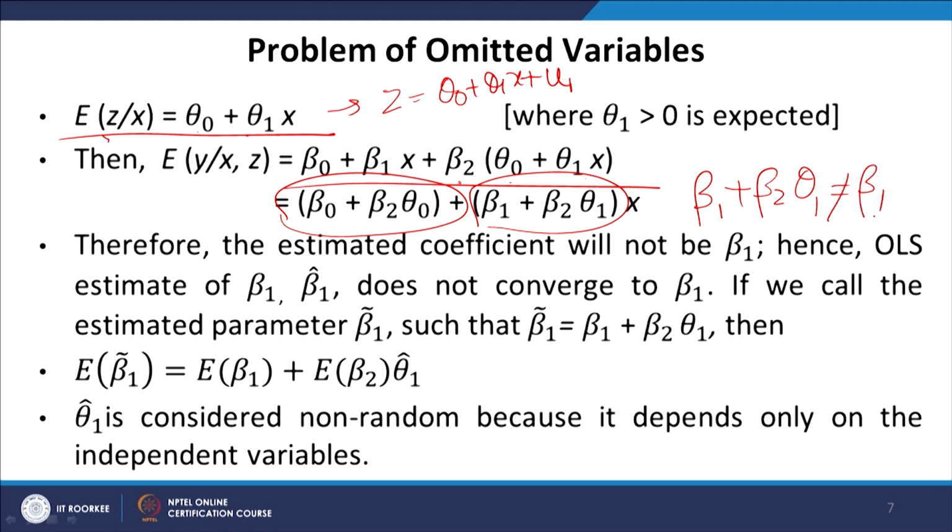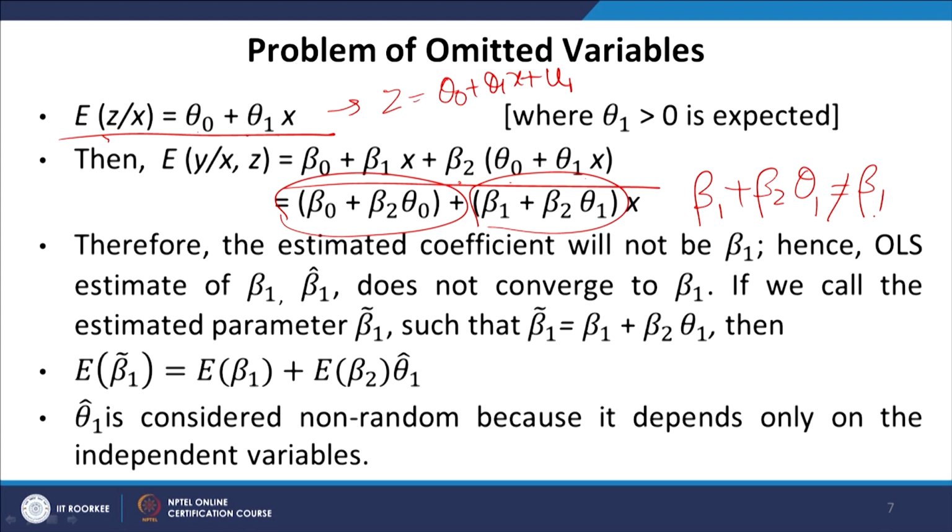So, that is the problem that we will get into in case we have an omitted variable and the variable is actually correlated with the existing regressor. Therefore, the estimated coefficient will not be beta 1, hence the OLS estimate of beta 1, that is beta 1 hat, does not converge to beta 1.